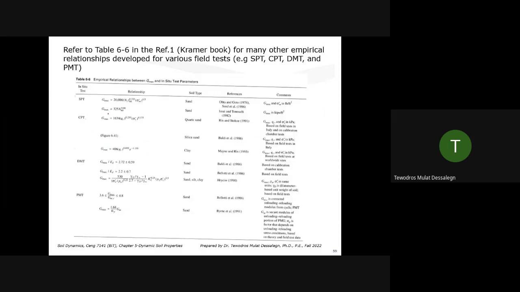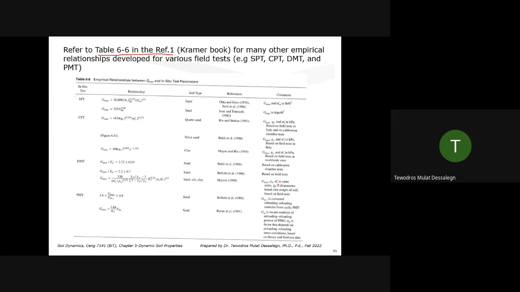Or there are several other equations. Refer to table 6.6 in reference 1, the Kramer book, for many other empirical relations developed for various field tests. You can go through it. Whenever you need it, if you are doing some kind of research, you can come back and look at this. Right now, you don't need to memorize any equation or things like that. I'm just introducing you, these things are available.